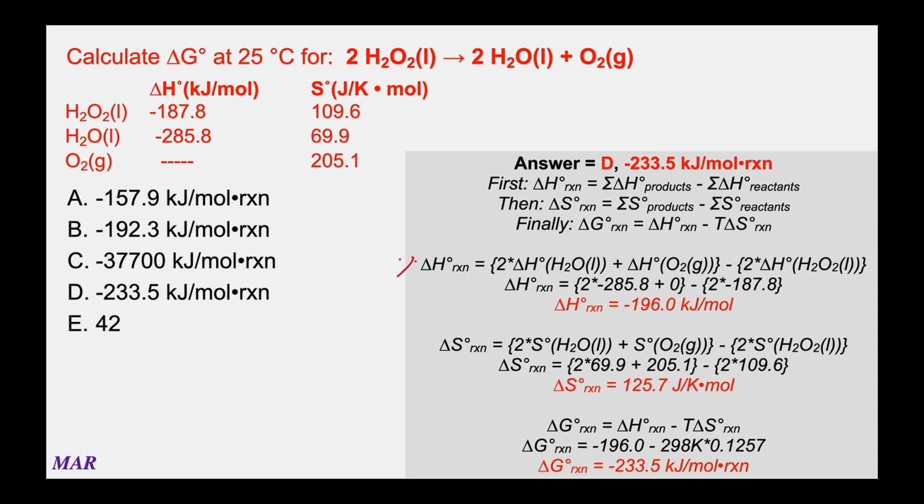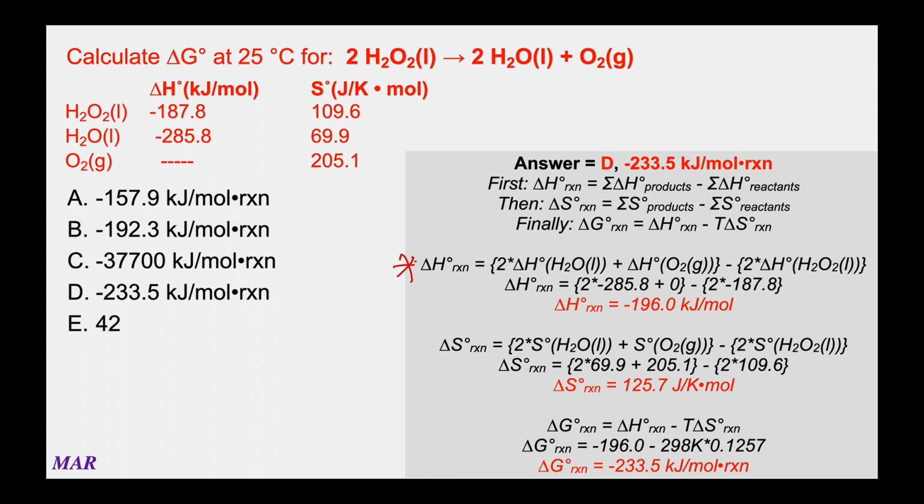So first step, find the delta H of the reaction, which is delta H products minus delta H reactants. There's no O2 delta H value listed. That's because elements in their standard states have delta H's equal to 0. This is similar to what we saw with the delta G values. Remember, delta G and delta H will be 0 for elements in their standard states. So delta H is minus 196.0 kilojoules per mole.